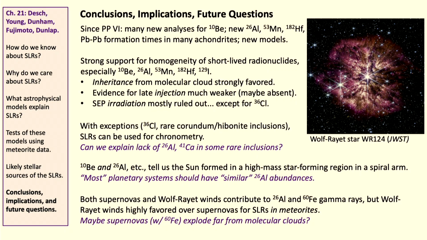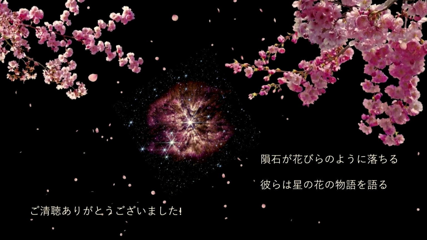So these are active areas of research, but I just want to say that meteorites are telling us many stories. Ask me later if you want to know what alpha in the solar system was, but the story they're telling today is that the sun formed in a spiral arm, and I thank you for your attention.